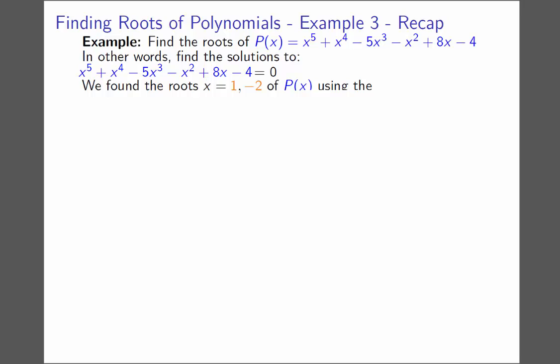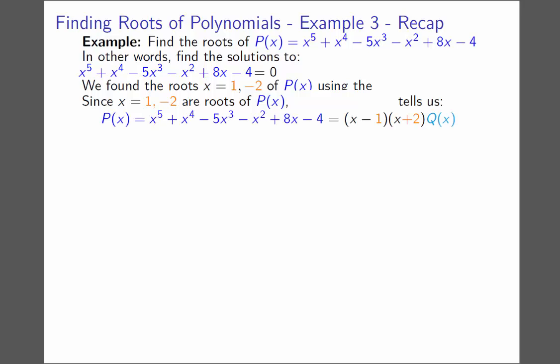We first found the roots x equals 1 and negative 2 of p of x using the rational root theorem. And then since x equals 1 and negative 2 are roots of p of x, the factoring theorem told us that we could write p of x as x minus 1 times x plus 2 times some other polynomial q of x. To get q of x, we had to divide both sides of this equation by x minus 1 times x plus 2. And dividing, we found that q of x was x cubed minus 3x plus 2.